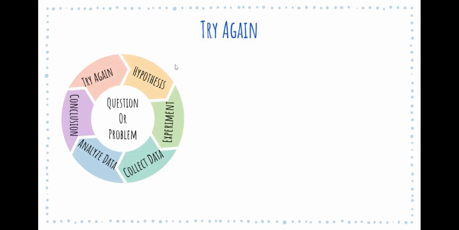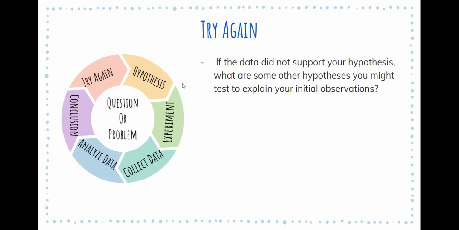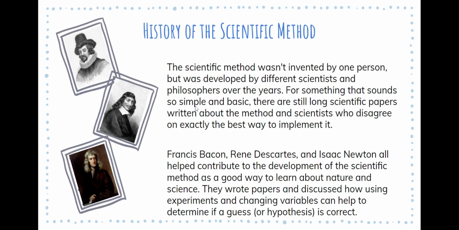And then finally, the scientific method, even though we like to say that it's one and done, you follow these things and you're finished, that's not true. The final one is to try again. So if it doesn't support your data, you might want to go back and retry it. How can you test it to explain your initial observations? Change your experiment, test your new hypothesis. Scientists don't just support the hypothesis and that's it. They keep doing test after test to make sure that that data is true.